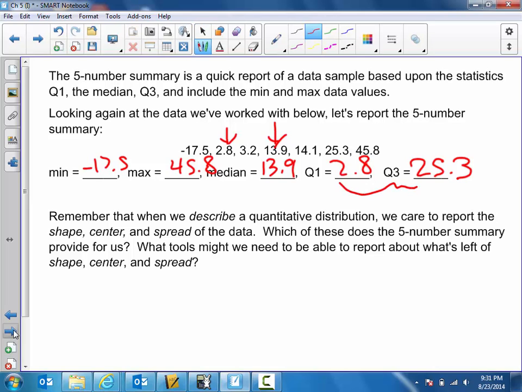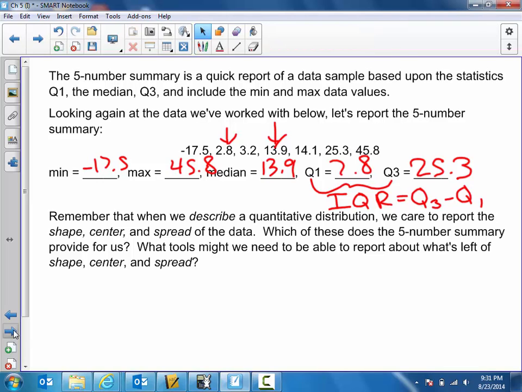From that, you can get the IQR with the difference between these two right here. Again, that is quartile 3 minus quartile 1, the measure of the range of the middle 50% of the data.